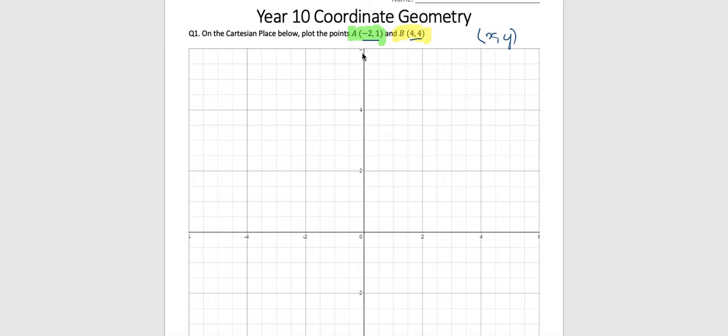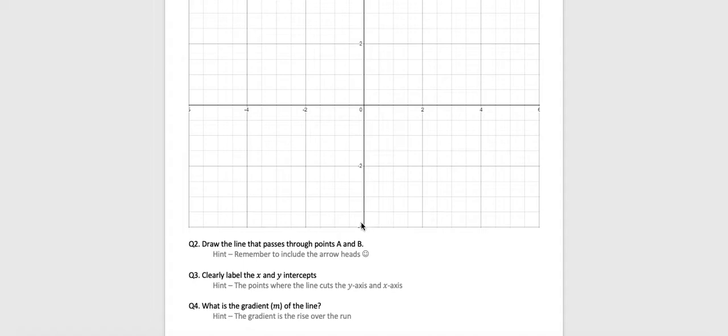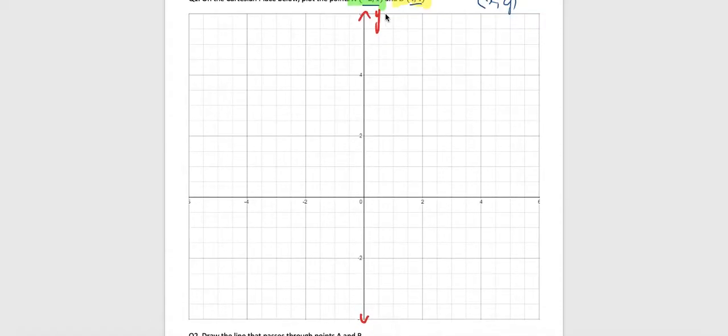And recall our y plane or our y axis goes vertical, and as we go up our y values increase, and our x plane or x axis is horizontal, and as we move from left to right our values of x increase.